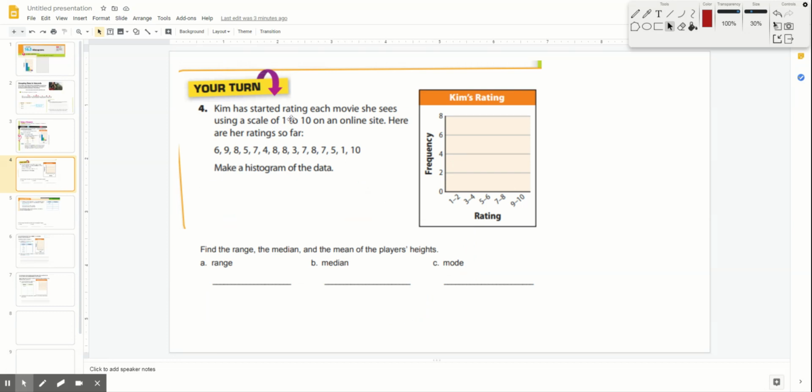Let's take a look at what else we have here. Here's another one, rating of movies. Make a histogram here. It's the same thing that we've been working on. We could do this very quickly. 1 to 2, there's only one of those, so that would be there. And then from 3 to 4, what do we have? We have 1, 2, so right up to that 2 line. 5 to 6, we have 1, 2, 3.